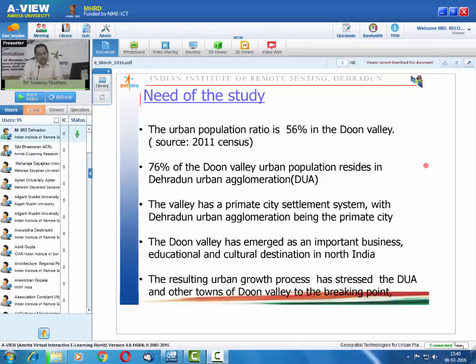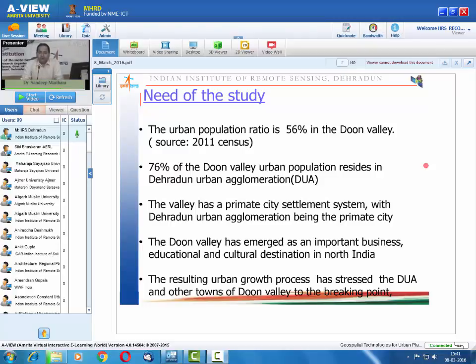You see, the Doon Valley, why we chose this study area is that the urban population as per the 2011 census is 56% in the Doon Valley, which is quite high, and 76% of the Doon Valley population resides in the Dehradun urban agglomeration. So in the Doon Valley we are having a very concentrated type of urban growth, with most of the population being concentrated in and around Dehradun, which constitutes the Dehradun urban agglomeration. So basically we have a primate or a mother type of city settlement system in which we have a main city followed by other small towns. But most of the economic activities and the population concentration is in the Dehradun city only, right?